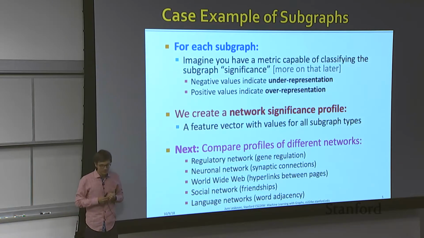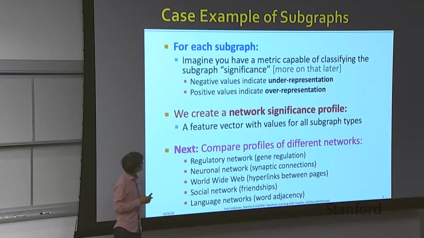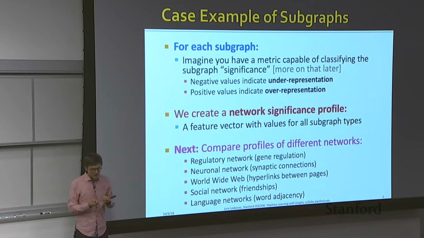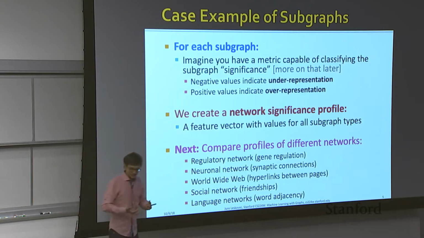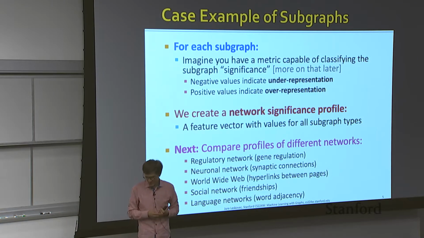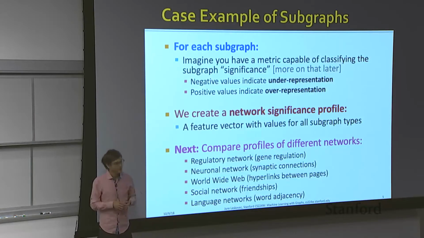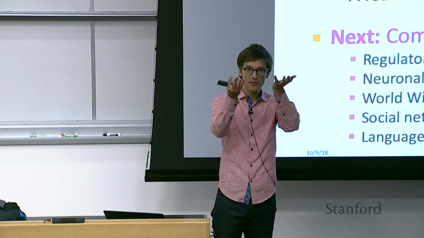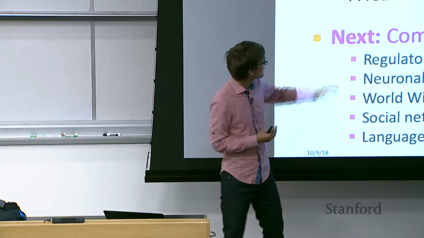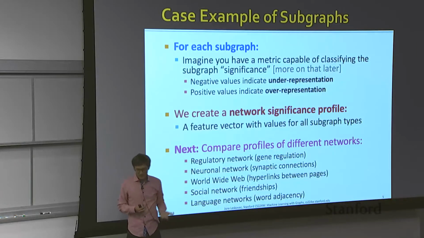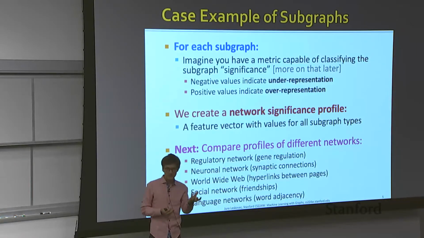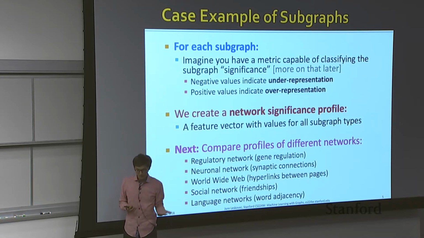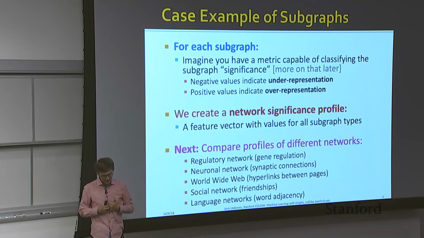So what will we do? The idea is the following. For each of these subgraphs, imagine you have some metric capable of telling us whether the frequency or occurrence of that subgraph in the network is significant. The significance value can be positive or negative. The way we will interpret these values is that a negative value means this particular pattern is underrepresented, and a positive value means this particular pattern is overrepresented in a network.